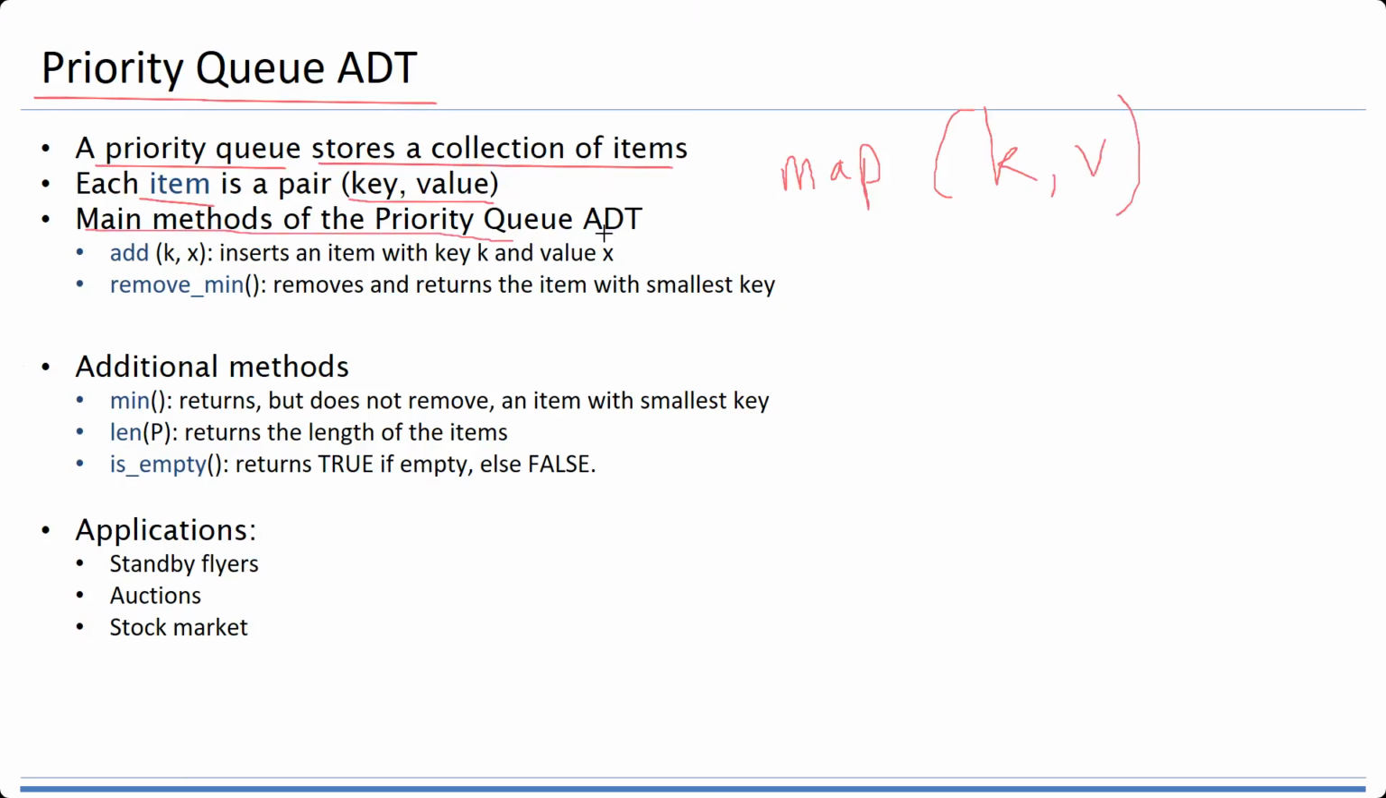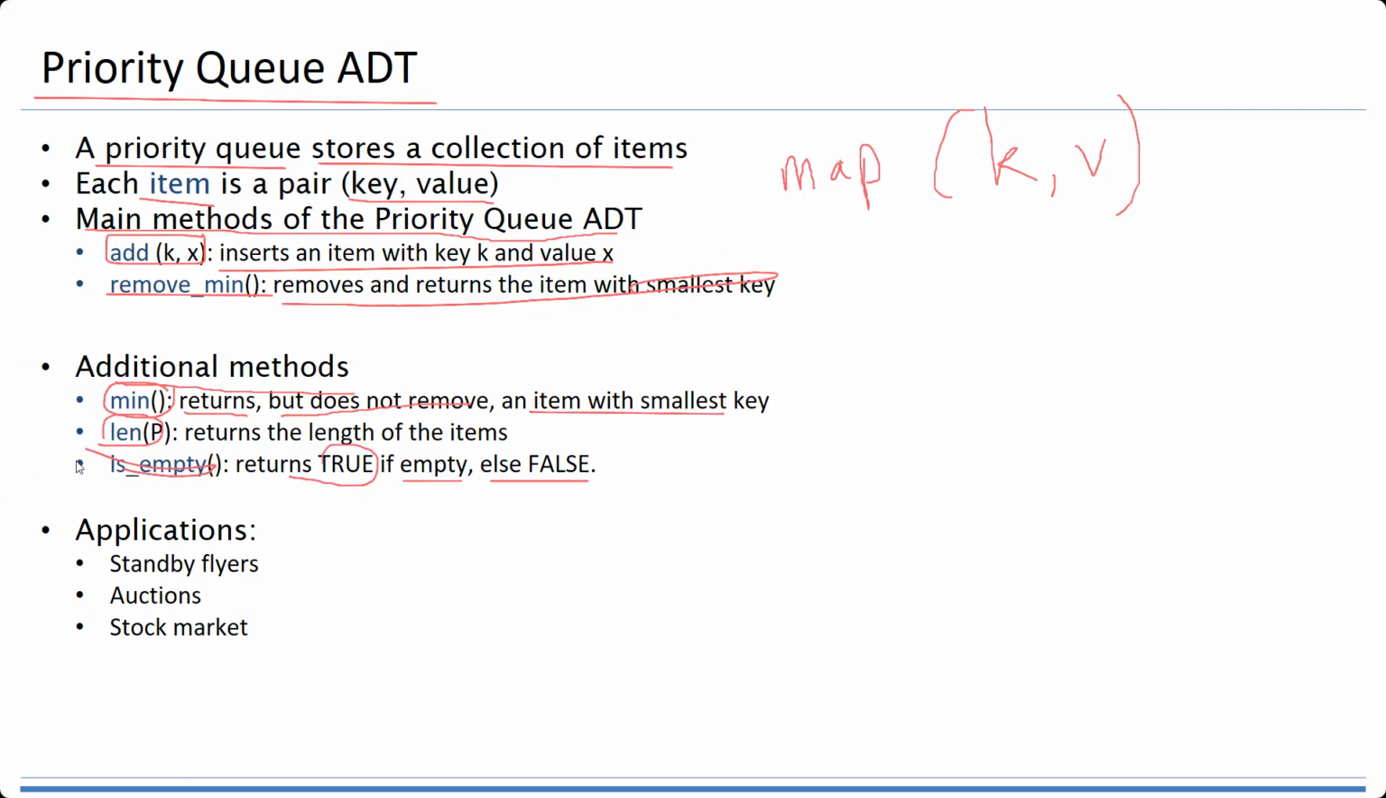The main methods of the priority queue are add(k, x), which inserts an item with key k and value x, and remove the minimum, which removes and returns the item with the smallest key. The additional methods: we can find the minimum, which returns but does not remove the item with the smallest key. Then size tells how many items we have in this priority queue, and isEmpty checks whether it is empty or not. If it is true, it is empty. If it is false, it is not empty.